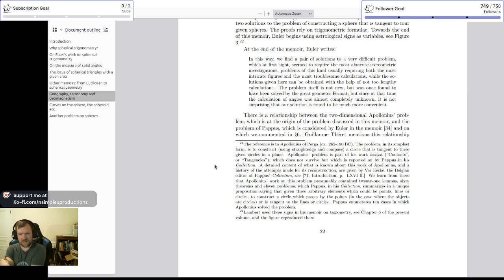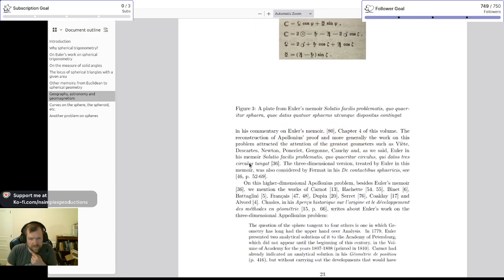Pappus enumerates 10 cases in which Apollonius solved the problem. Lambert used these signs in his memoir on trigonometry. See chapter 6 of the present volume. Figure reproduced there.